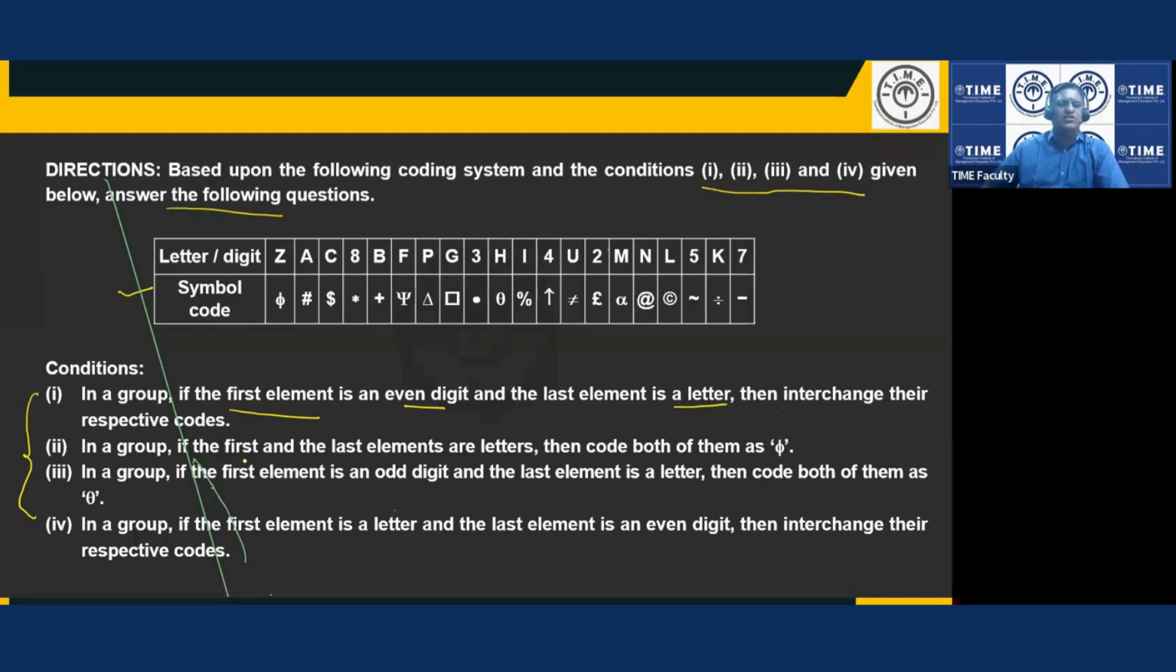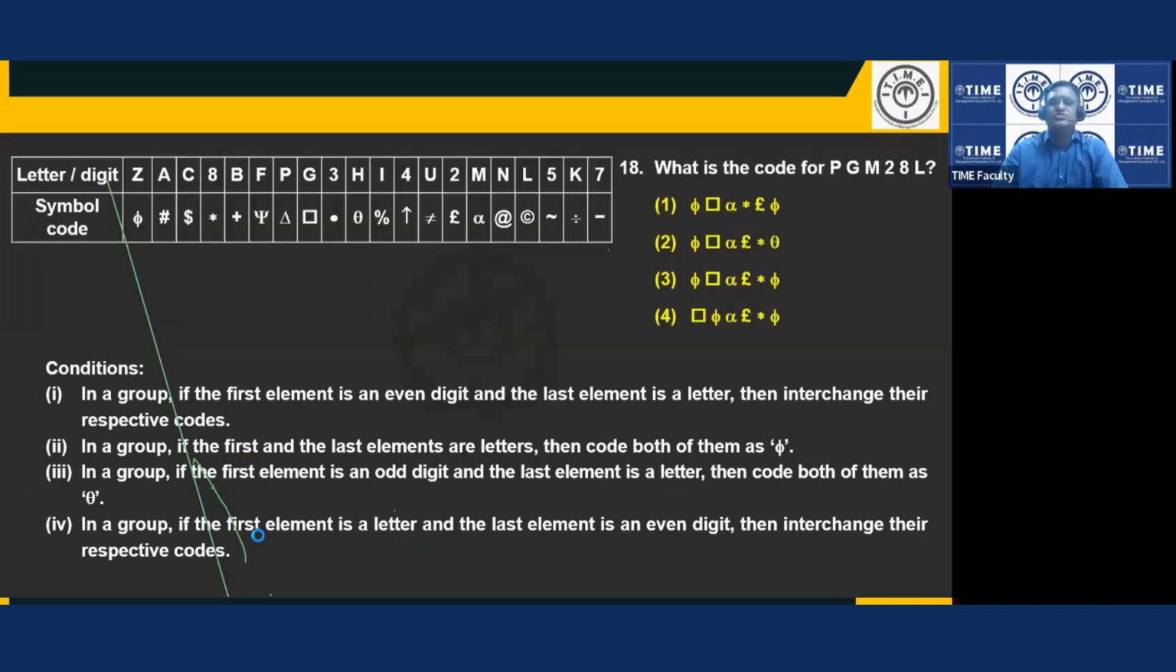Second, in a group, the first and last elements are letters. Both are letters, then code both of them as pi. Third, in a group, the first element is an odd digit and the last element is a letter, then code both of them as theta. Fourth, in a group, the first element is a letter and the last element is an even digit, interchange the respective codes. So next question I am showing you.